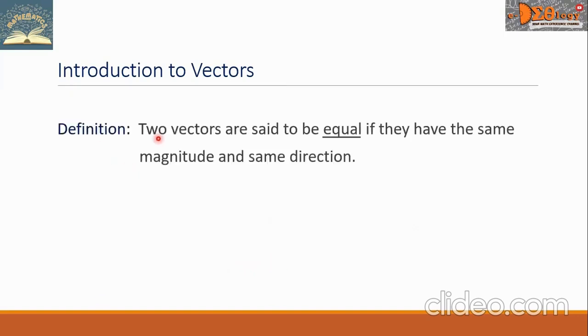By definition, two vectors are said to be equal if they have the same magnitude and same direction. To illustrate, we have here two vectors A and B. These two vectors are equal. They have the same magnitude and are pointing to the same direction.